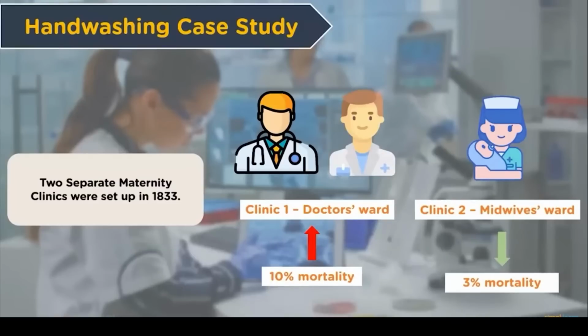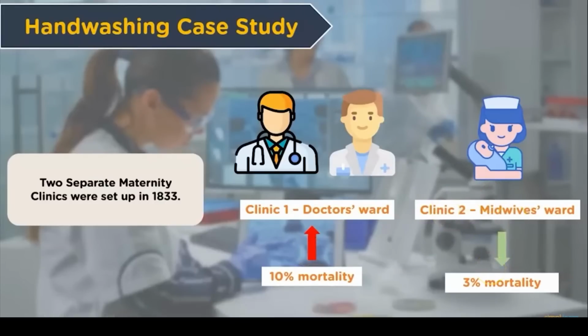So Semmelweis spotted that in Clinic 1, the fatality rate for mothers from childbed fever was 3 times more than those who delivered in Clinic 2. So you can see here in Clinic 1, which was the doctor's ward, and for people who were given trainings, the mortality rate was 10%, while in Clinic 2, where only the midwives operated, the mortality rate was 3%.